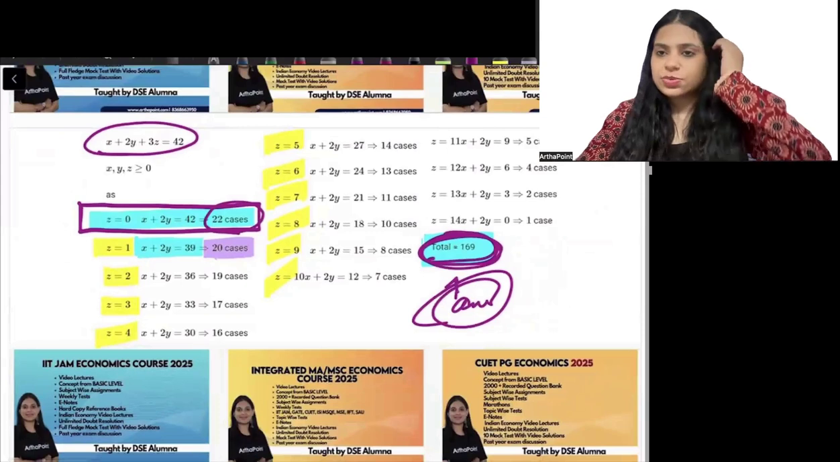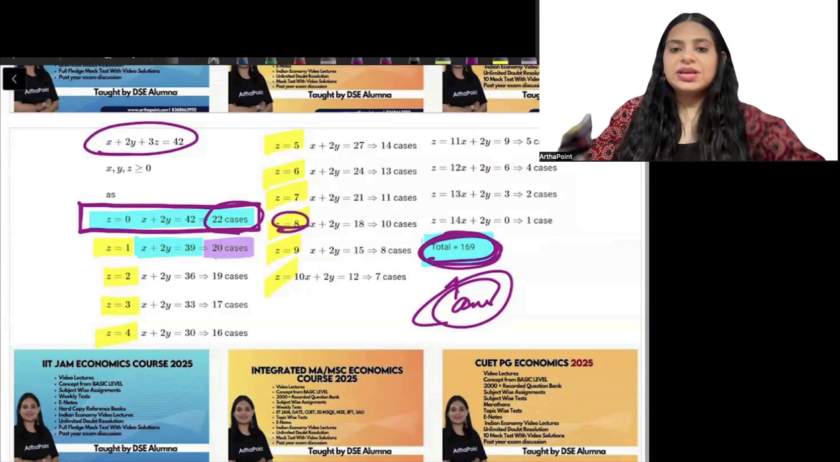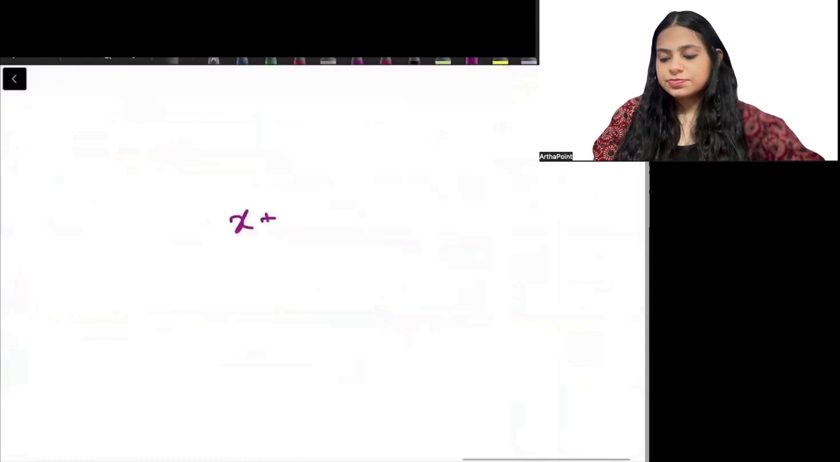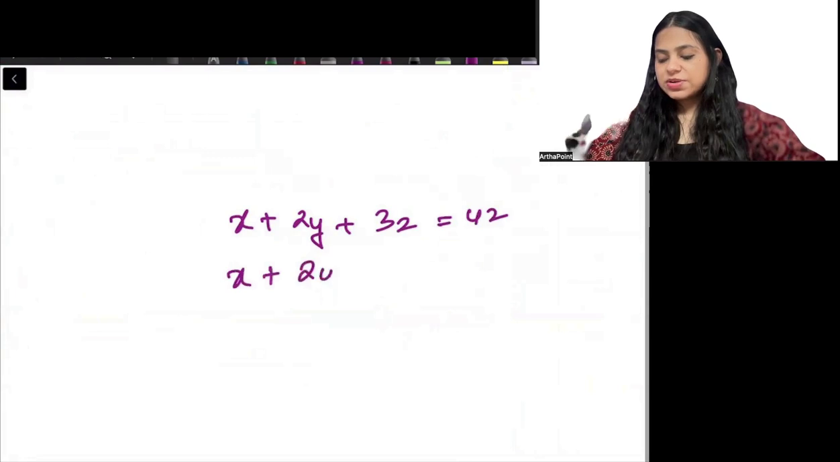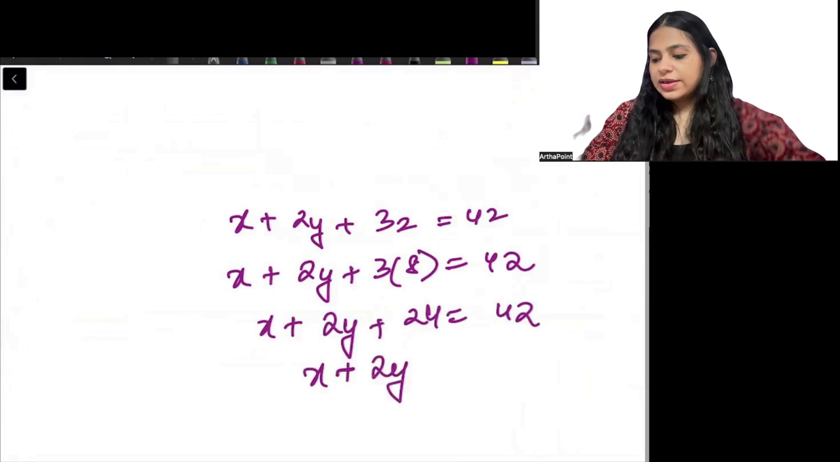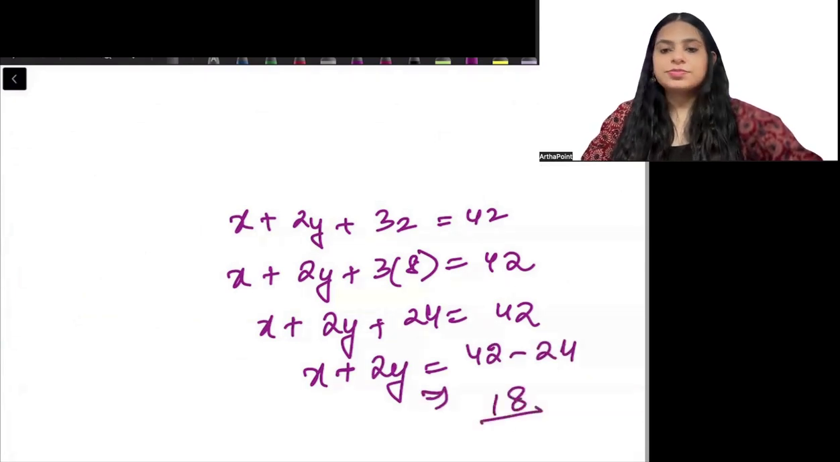Let me do one more case with you. It will make things easier for me. Let's take a random case. Let's take z to be 8. So x plus 2y plus 3z is 42, and z is 8. So x plus 2y plus 3 times 8 is 42. x plus 2y plus 24 is 42. x plus 2y is 42 minus 24, right? So this is going to be 18.